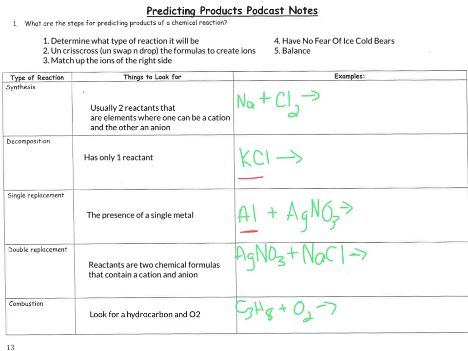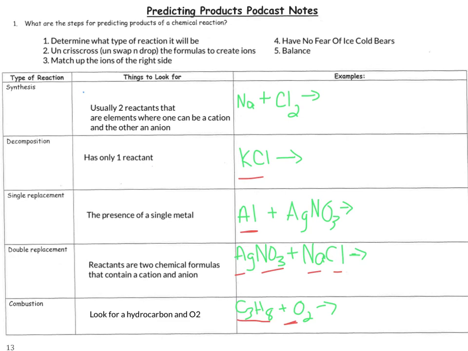Double replacement should look a lot longer than all of the other ones, but it usually has a cation and an anion, a cation and an anion, and that's its format. When you're looking for a combustion reaction, you're looking for some sort of hydrocarbon in the presence of O2. That is its pattern. It will always be that. Okay, so once you can identify what type of reaction it's going to be, then what you basically have to do is uncrisscross the charges and then recrisscross them and predict what the products are going to be.